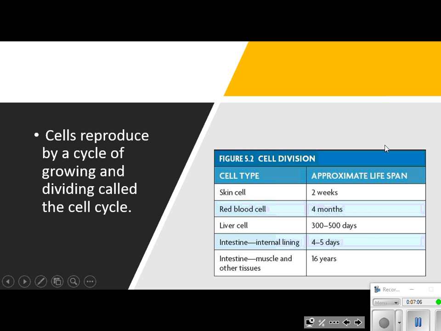An intestine. The internal lining of your intestine. Those cells will last 4 to 5 days. That's not very long, is it? The muscle and other tissue of an intestine, though, can last up to 16 years. So we have a wide range of lifespan, so to speak, of cells.